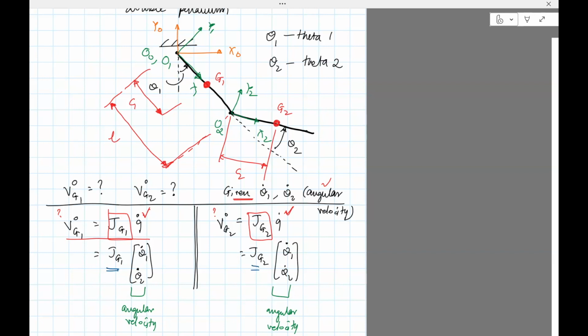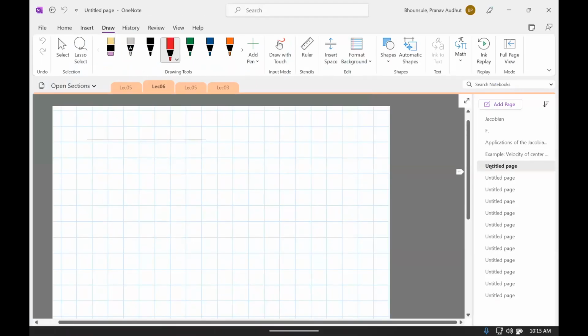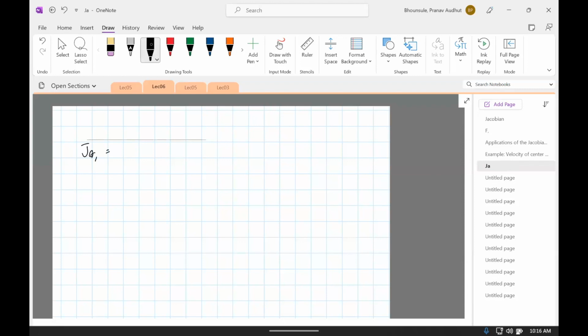In order to compute the Jacobian of g1, we need to identify what the f is. Remember, it's df dq. I'll call that fg1. What's fg1? It's basically the position of g1. So let me use the notation g1 in frame 0, d dq. All I need is the position of g1 in frame 0.